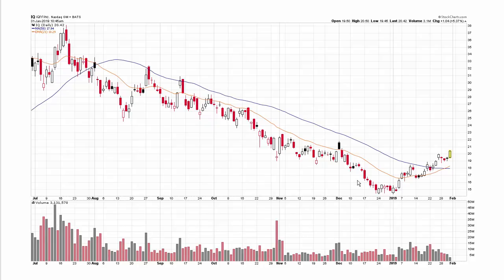So I had identified the 19 level as an important level. Okay, it was support over here. It was resistance right over here. A little bit of resistance here, then it comes over here and forms more resistance. So I was looking here. I was wondering, okay, I've got resistance here.